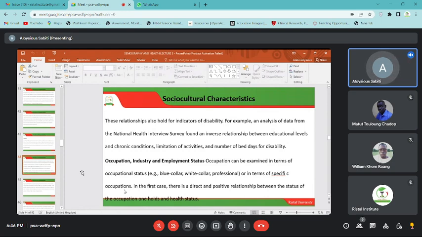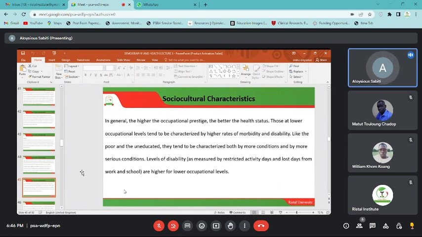Another characteristic here is what we call occupation, industry, and employment status. These affect how an individual's health status is. Occupation can be examined in terms of occupational status, blue collar, white collar, professional. In terms of specific occupation, in the first case, there is a direct and positive relationship between the status of occupation one holds and their health status. In general, the higher the occupational prestige, the better the health status.